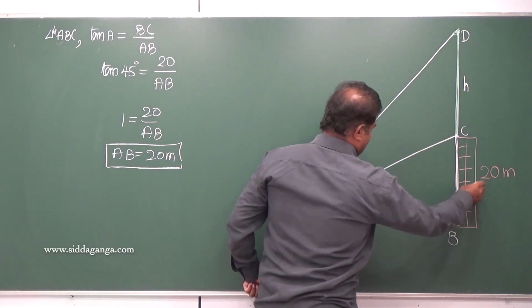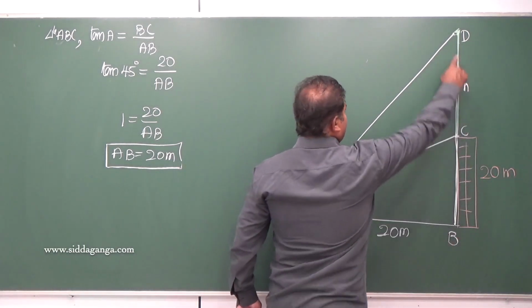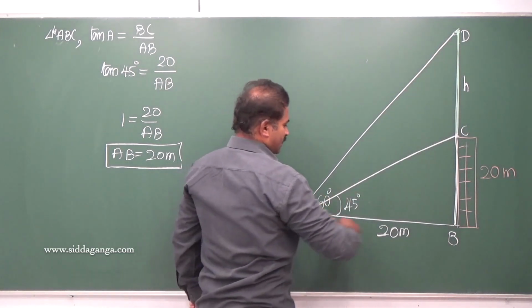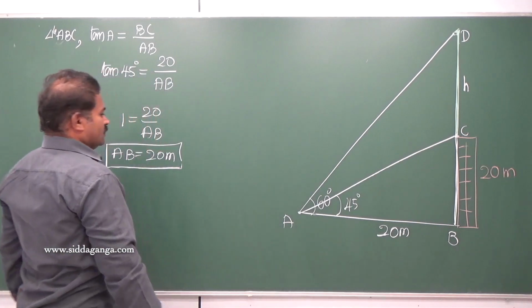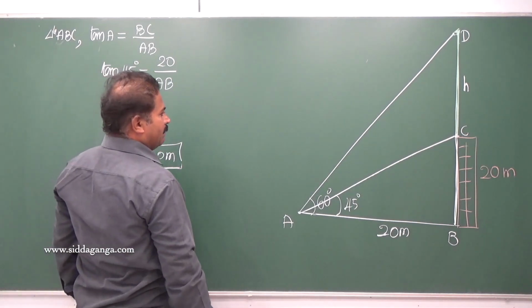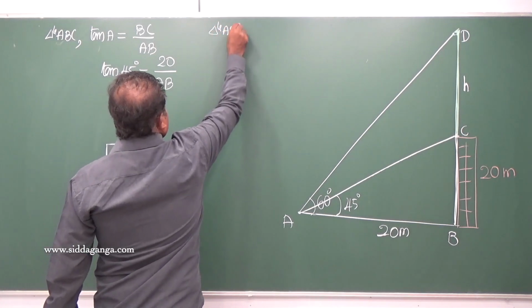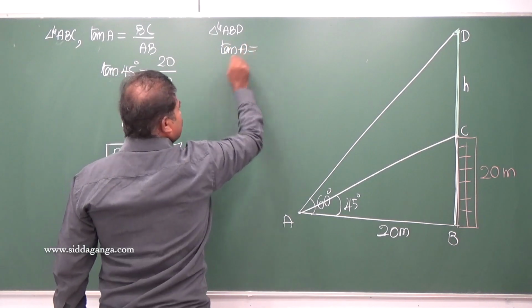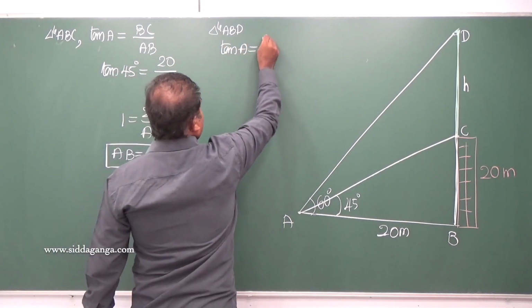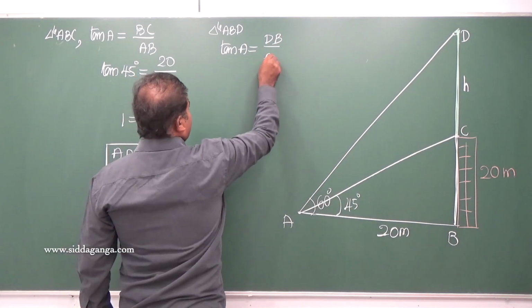So if this is 20, this is also 20 meters. Now in this triangle, you have the value for the adjacent side and you can find out the height of the tower. So now in triangle ABD, tan A is equal to the opposite side DB divided by the adjacent side AB.